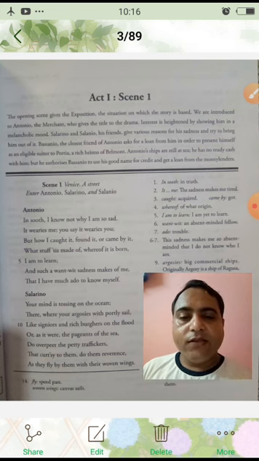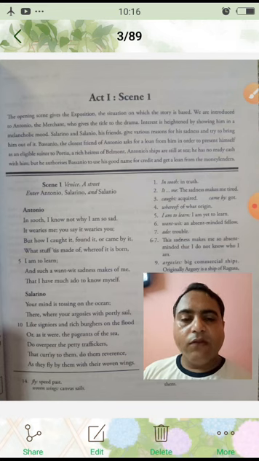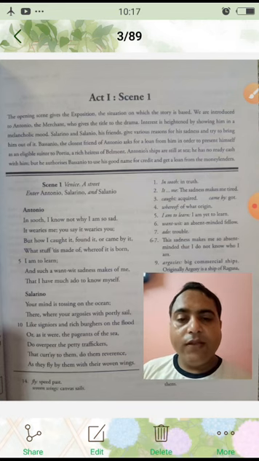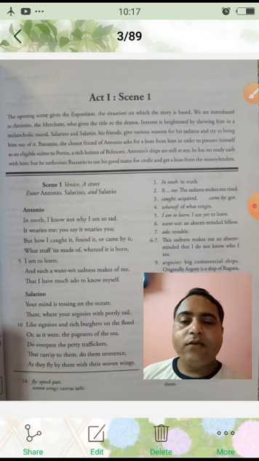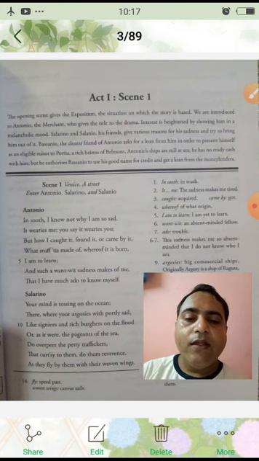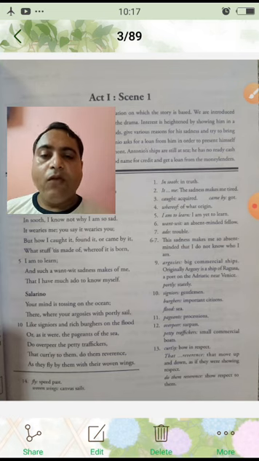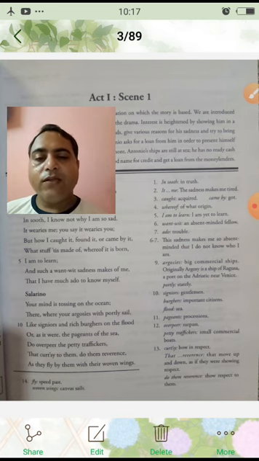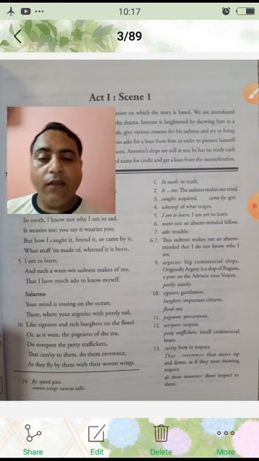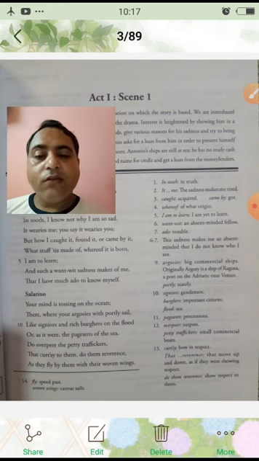Now, the second speech is Salarino's. What Salarino replied to Antonio, what he said to Antonio: "Your mind is tossing on the ocean, there where your argosies with portly sail, like signiors and rich burghers on the flood, or, as it were, the pageants of the sea, do overpeer the petty traffickers that curtsy to them, do them reverence, as they fly by them with their woven wings." Now, what Salarino said to Antonio is that your mind is tossing on the ocean.